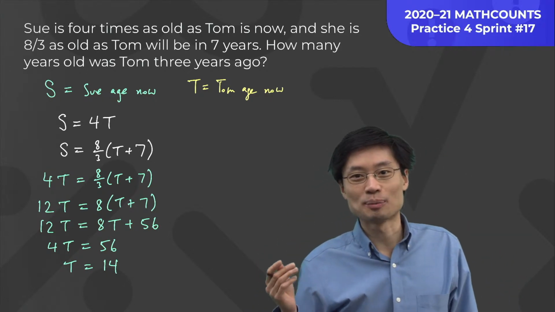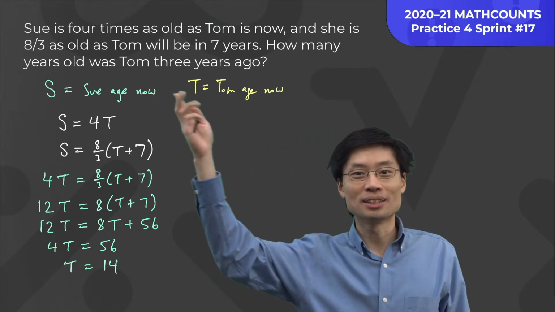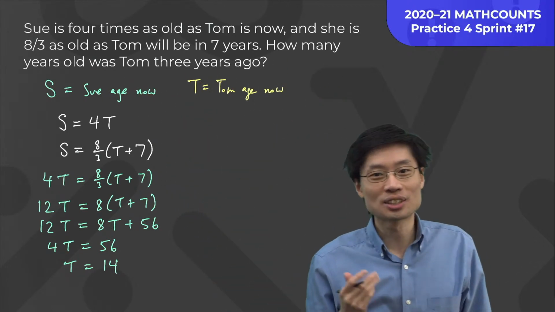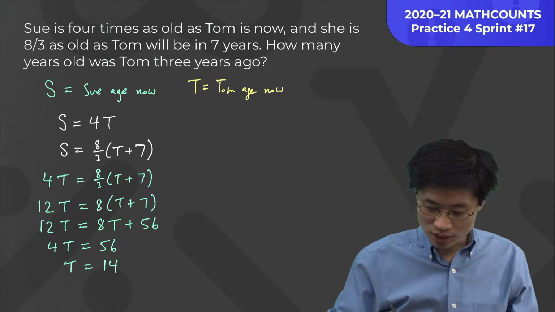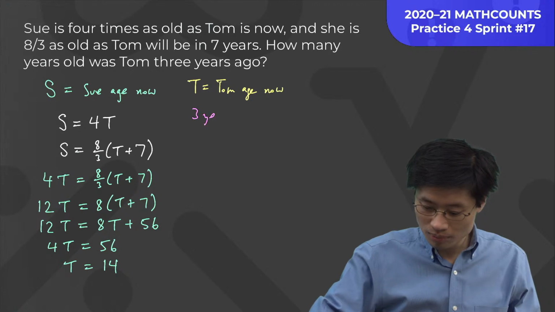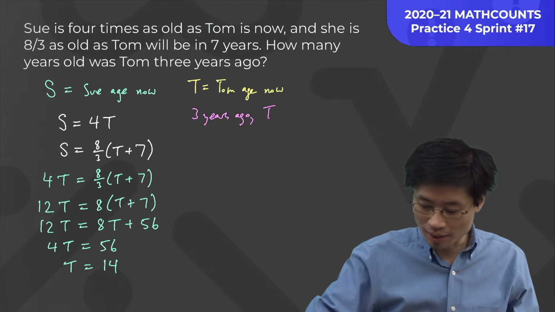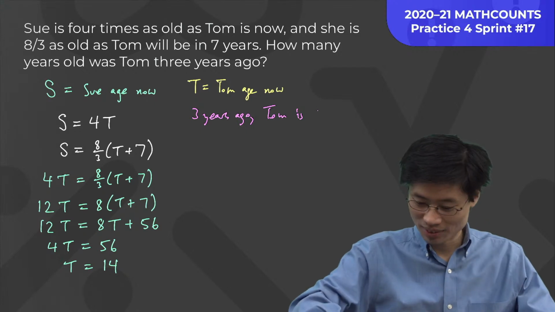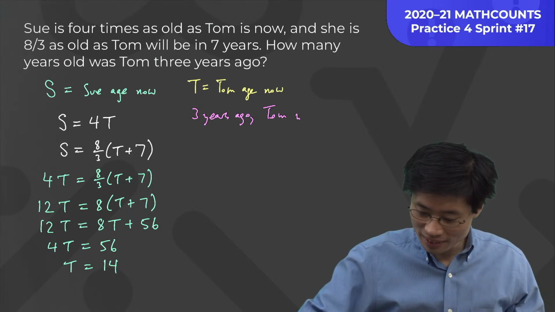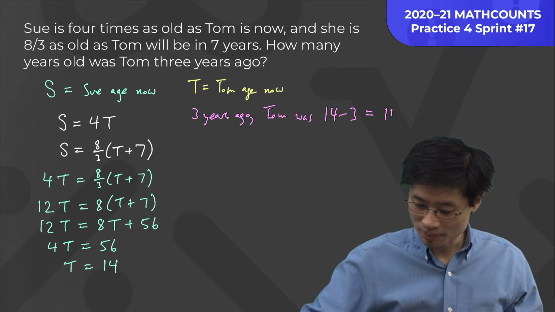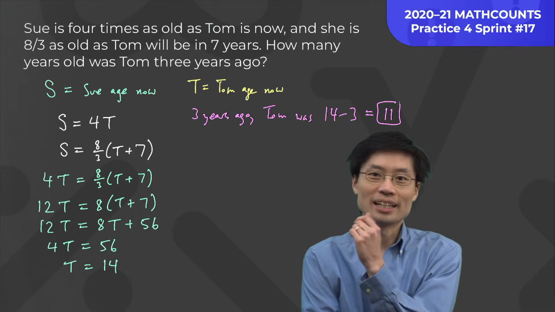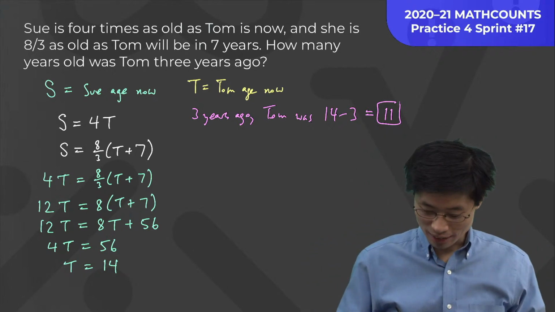Don't get too excited. Always be careful. Read the question. It says, how many years old was Tom 3 years ago? So if it's 3 years ago, I can't say the answer is 14. Tom's age now is 14, and so 3 years ago Tom was 14 minus 3, which is equal to 11. Okay, let's see if this is right. 11? Yes, it's 11. Okay. Wow, that was really quick.